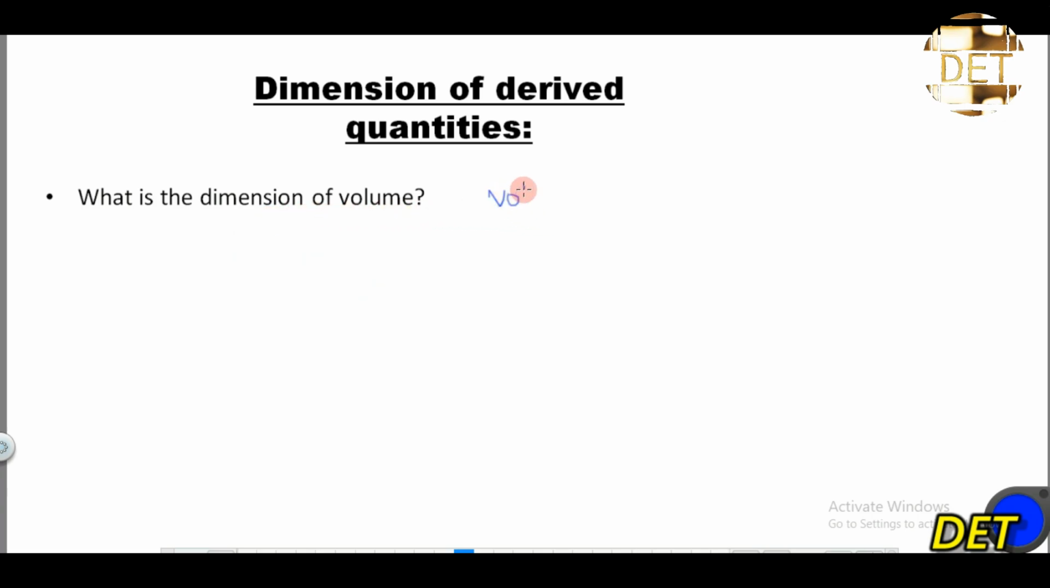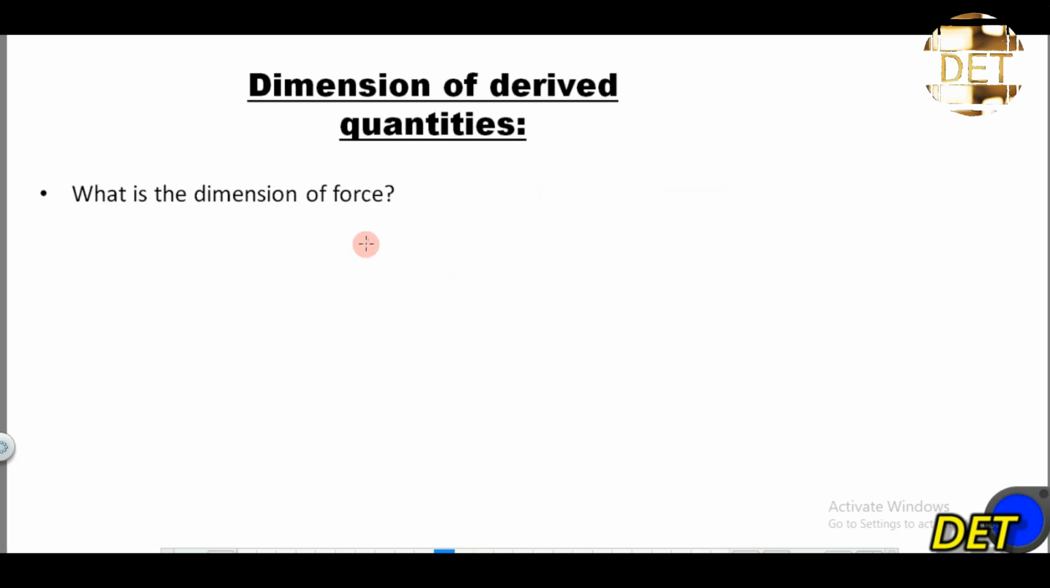Then what is the dimension of volume? So volume, let's say the volume of a cube, is equal to L times L times L. So the dimension for volume is L times L times L, which gives us L raised to the power of 3, which is L cubed. This is the dimension for volume.